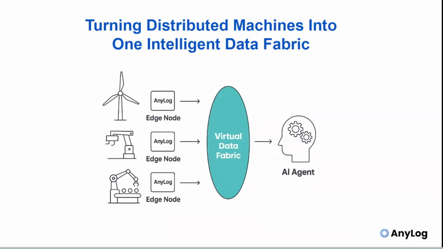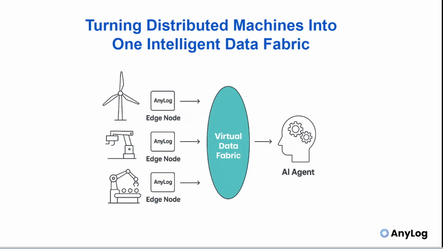ANYLOG is a lightweight software agent that runs directly at the edge, on the same network where industrial machines, PLCs, sensors, and cameras constantly generate data. Instead of moving this data to the cloud, ANYLOG keeps the data locally in place.